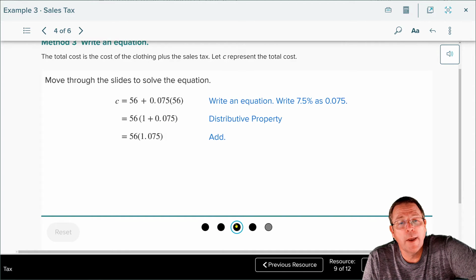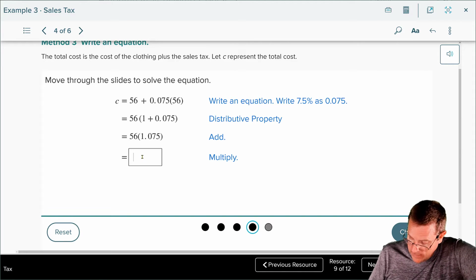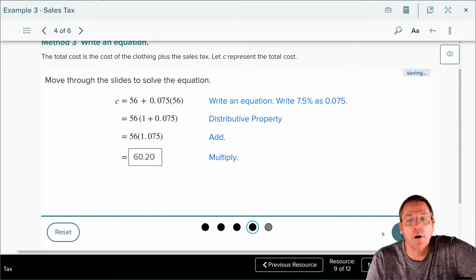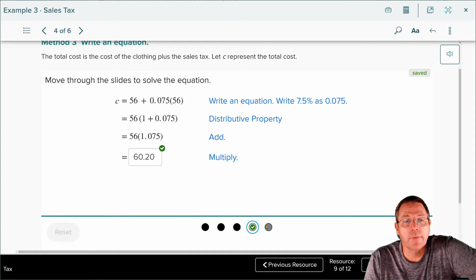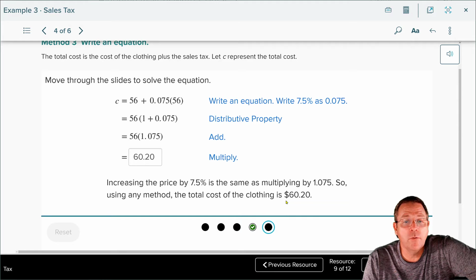From there, you add the 1 and the 0.075 together. It gives you that. You multiply it times 56, and when you do, you end up getting the same $60.20 that we got the other way. So several different ways to skin the cat. All of them are going to give you the same exact final answer.